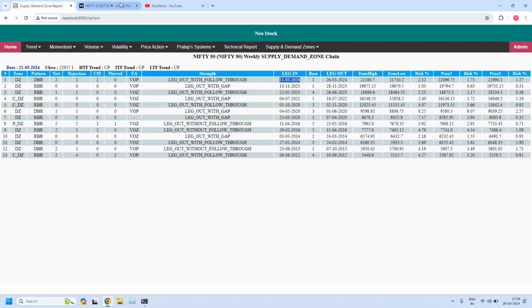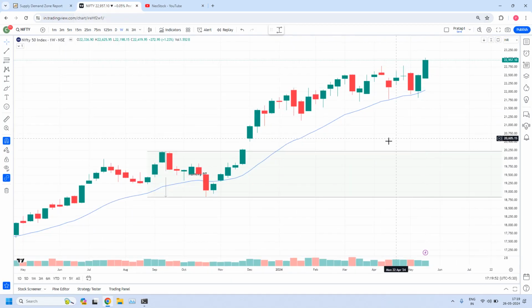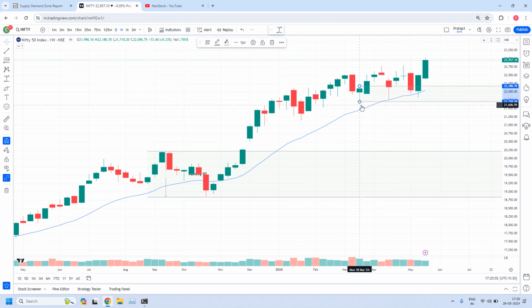Let us draw the weekly zone. 11th March, this is the one. We have a drop base rally. So this is the weekly zone. And this weekly zone is also having weekly EMA confluence. Recently price over extension is completed. And now the new price over extension is started. Because from this weekly EMA, prices were started moving up. Now NIFTY is at all-time high.